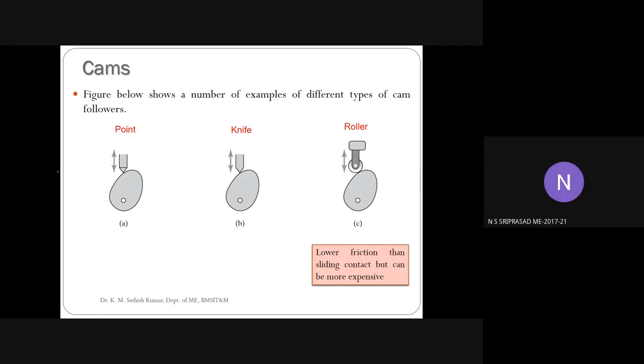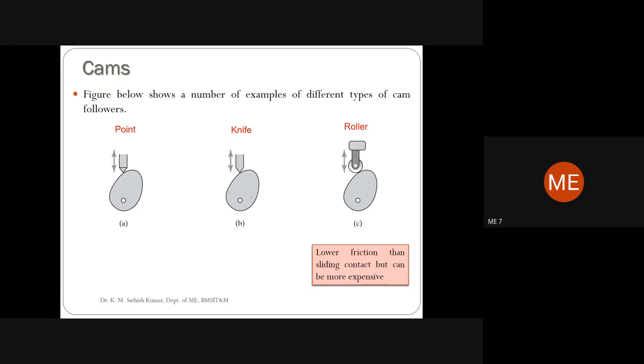Point follower. What is the difference between point and knife follower? In the case of a point follower, the amount of contact obtained is going to be different from the knife follower. In the case of pumps specifically, where constant motion or constant speed is required, at that moment we are going to use what is called a point follower.